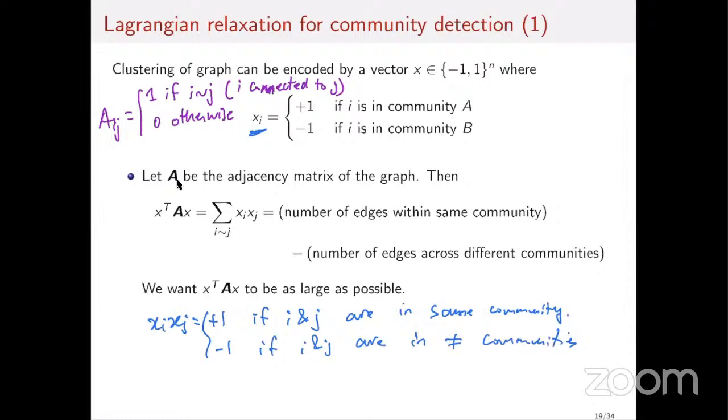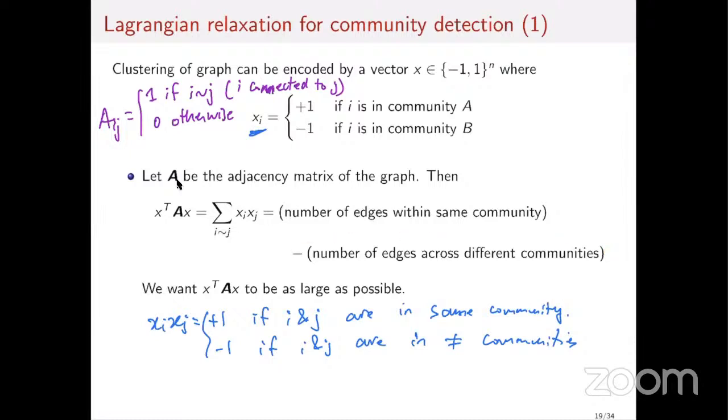So in this summation, you will have a plus one each time you have an edge between two nodes in the same community, and you'll have a minus one each time you have an edge between two different communities. So this X transpose AX is then equal to the number of edges within the same community minus the number of edges across different communities.